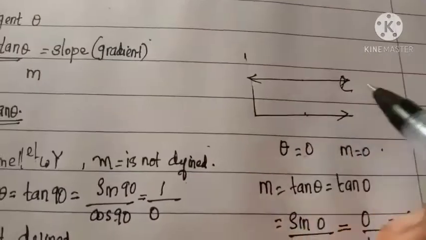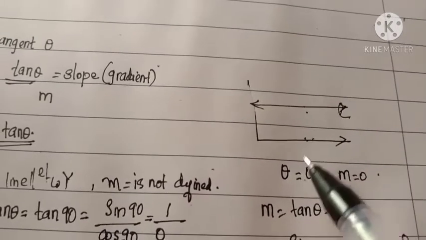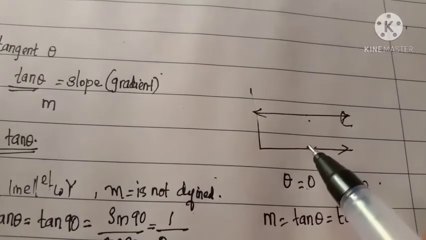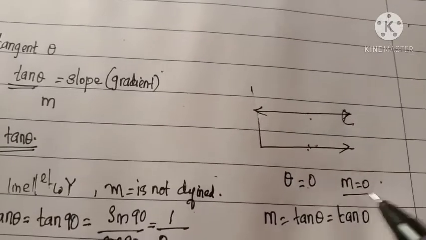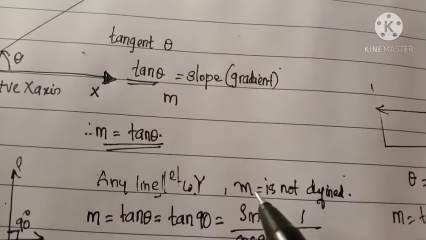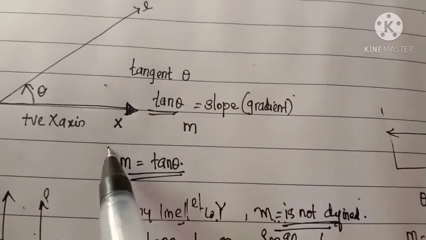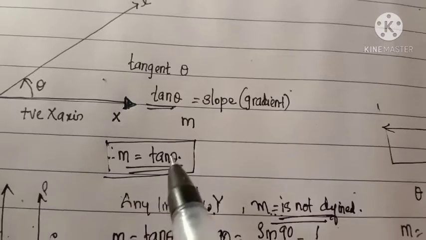So horizontal line means any line parallel to the x-axis. For any line parallel to the x-axis, slope equal to 0. For any line parallel to the y-axis, slope is not defined. Anyway, slope is obtained by using the formula m equal to tan theta.